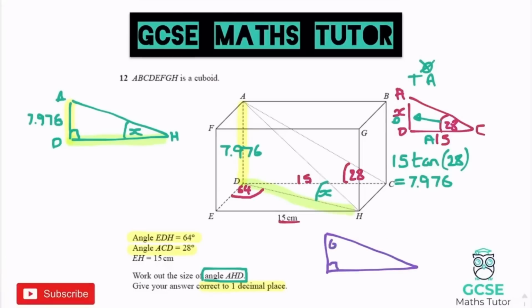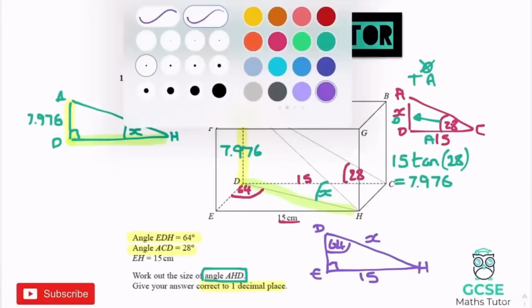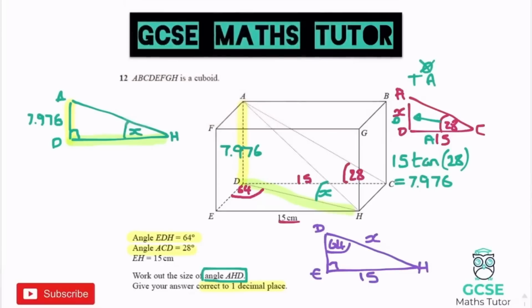So we've got 64 up here. There we go. We've got 15 centimeters again down here, and we're looking for this length here. So that is D, E, and H. It meets that down there. Right, there we go. So that's enough information there for us to actually work out the length of X.